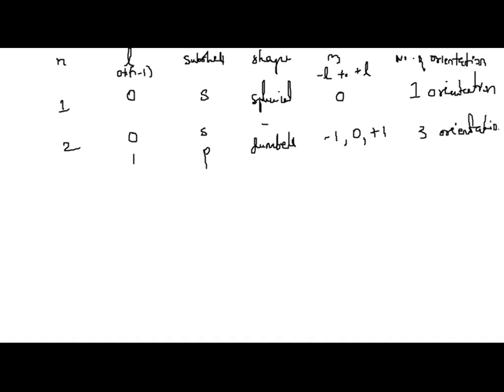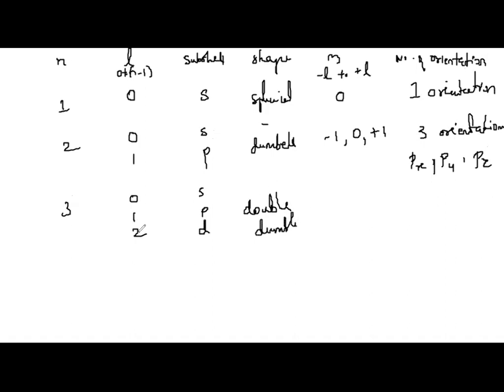And those 3 orientations are denoted as Px, Py, Pz. Coming to the third one, 0, 1, 2. 0 and 1 I will not discuss. It is S, P, we know it. 2 means D, and the shape is double dumbbell.